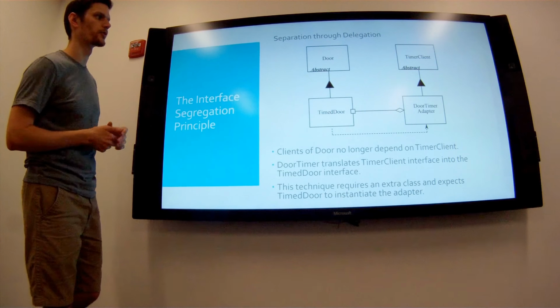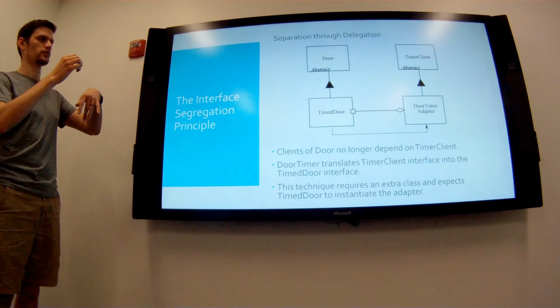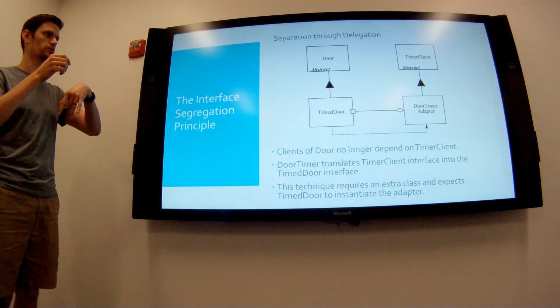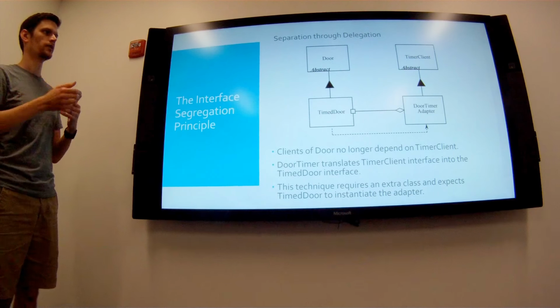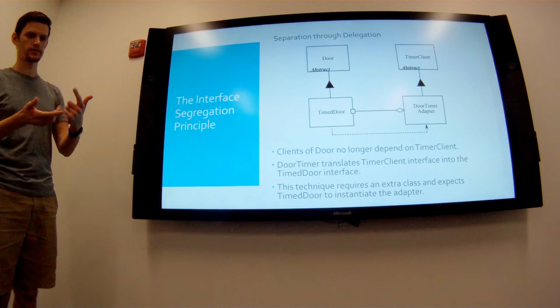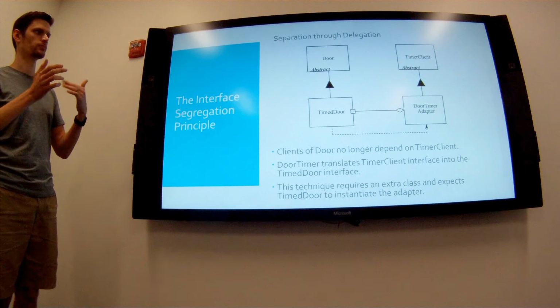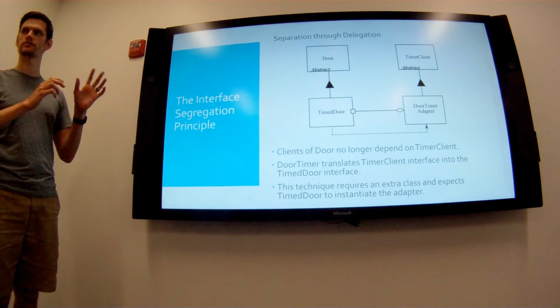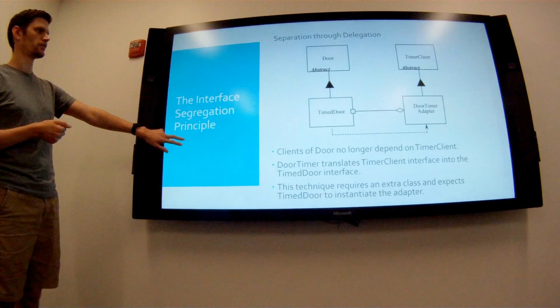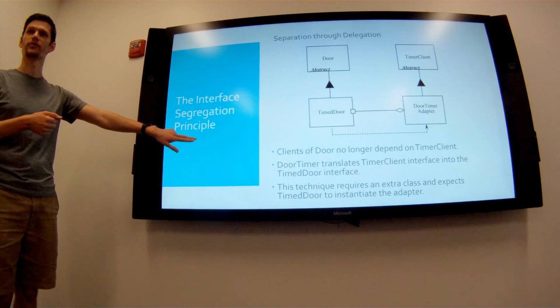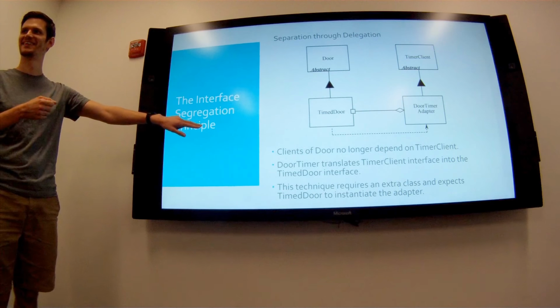You have to say DoorTimer as a class, and then you have to either instantiate it or take it in as a constructor argument or something, and that way you've got an extra allocation and you have to define another class. So there's a little bit more work involved in getting that set up. So, that. What other techniques might we do?